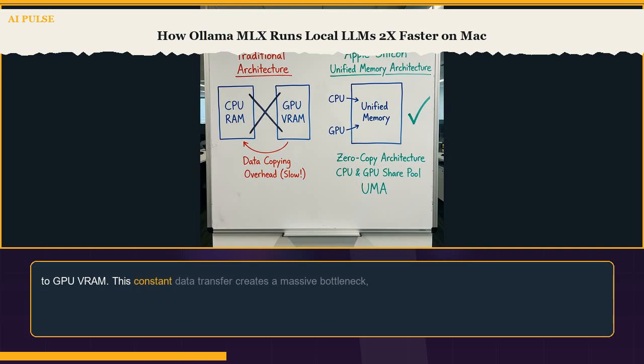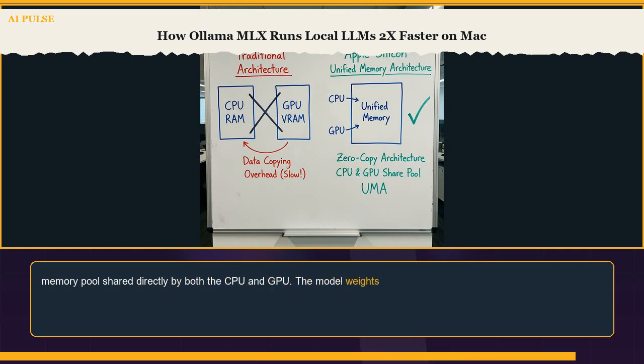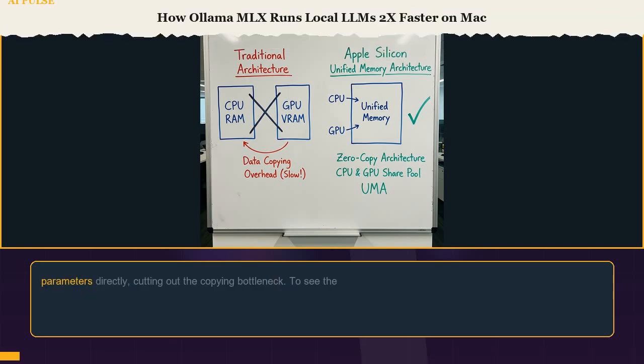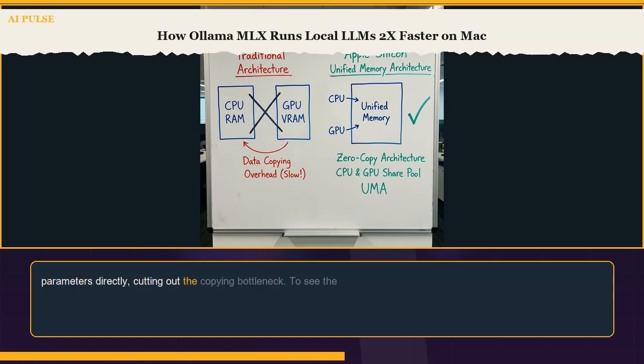Apple Silicon solves this by using a unified memory pool shared directly by both the CPU and GPU. The model weights are loaded once and accessed with zero copy efficiency. By optimizing for unified memory, the new Ollama engine allows the GPU to read model parameters directly, cutting out the copying bottleneck.